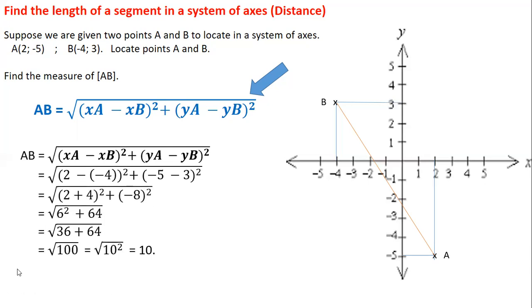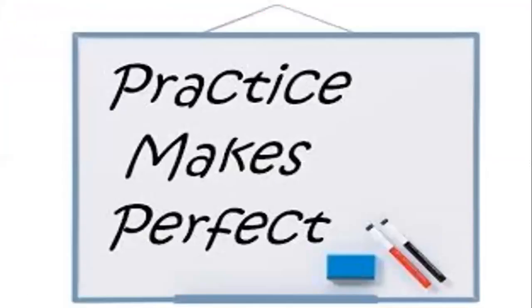I get AB is equal to radical 100. Of course, I should check what is inside to see if I can simplify it. 100 can be written as a perfect square. It is 10 squared, so the square cancels the radical, I get 10. If it cannot be written as a perfect square, I should make, as usual, the prime factorization, and I should simplify the radicand.